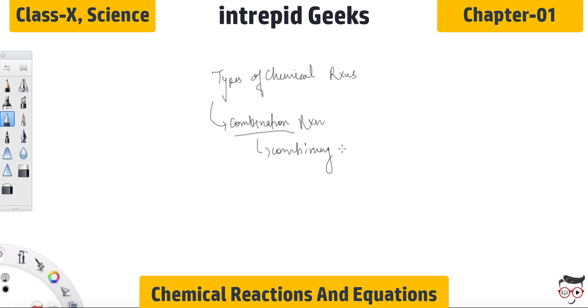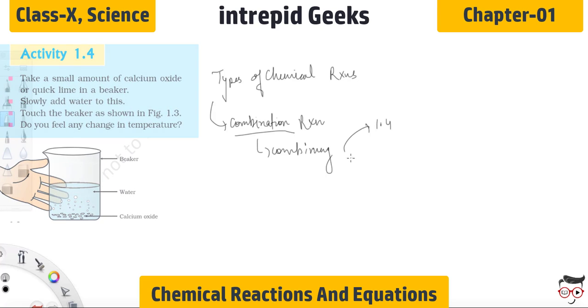So let us discuss Activity 1.4, which is mentioned in your NCERT, in which we need to take some amount of calcium oxide. So what is the formula of calcium oxide? CaO. It is in solid form and we also call it quicklime. So we need to take a small amount of calcium oxide or quicklime in a beaker, then slowly add water to it. The chemical formula for water is H2O, and then the process of combination will take place.